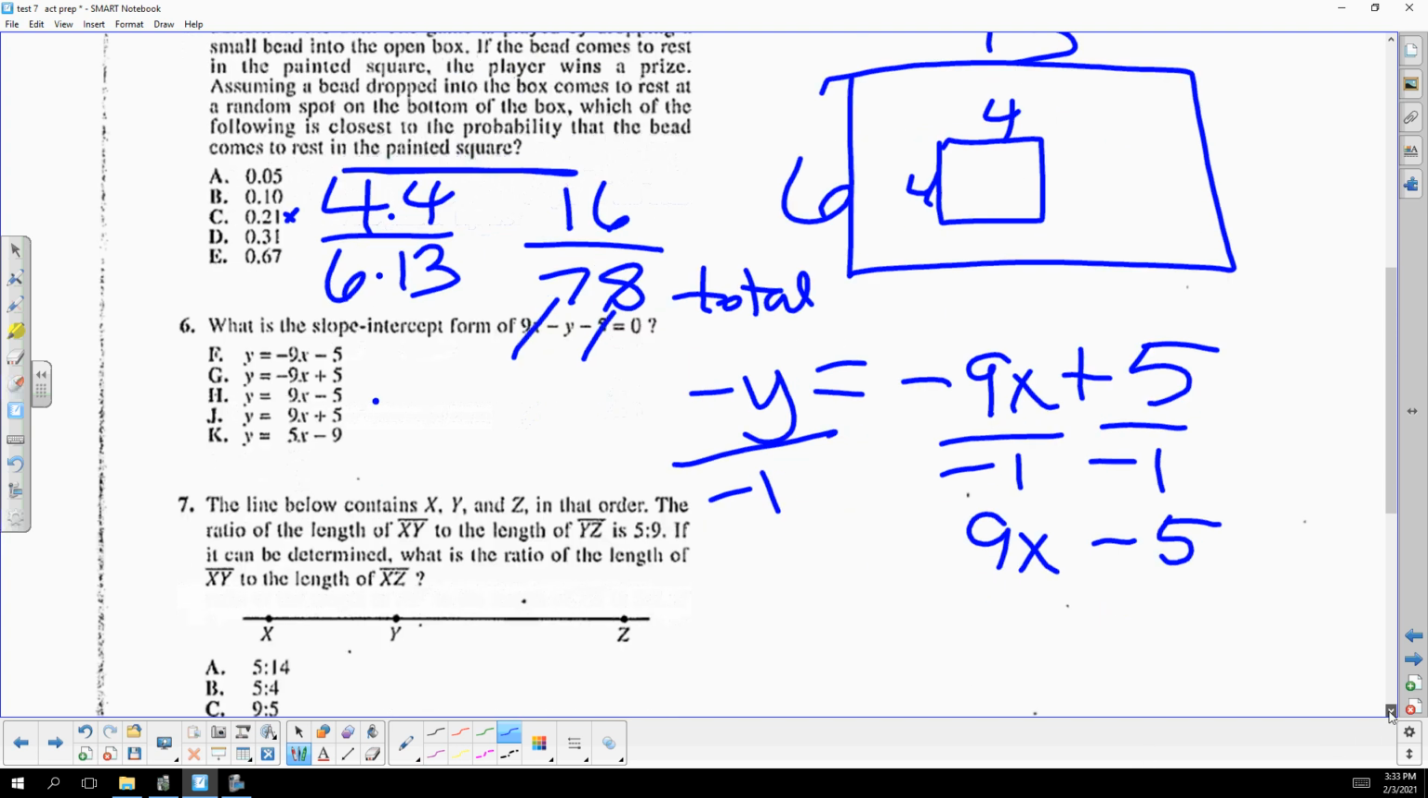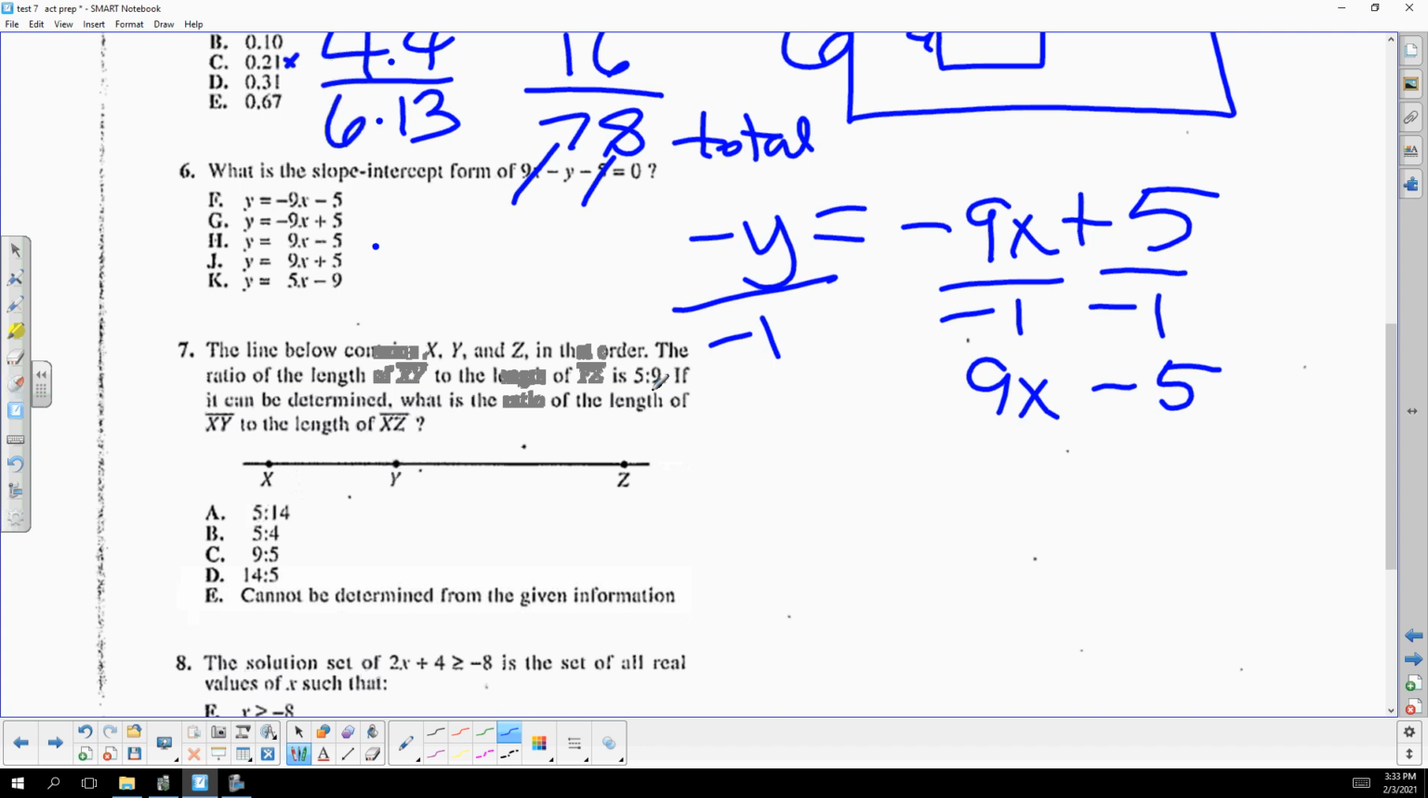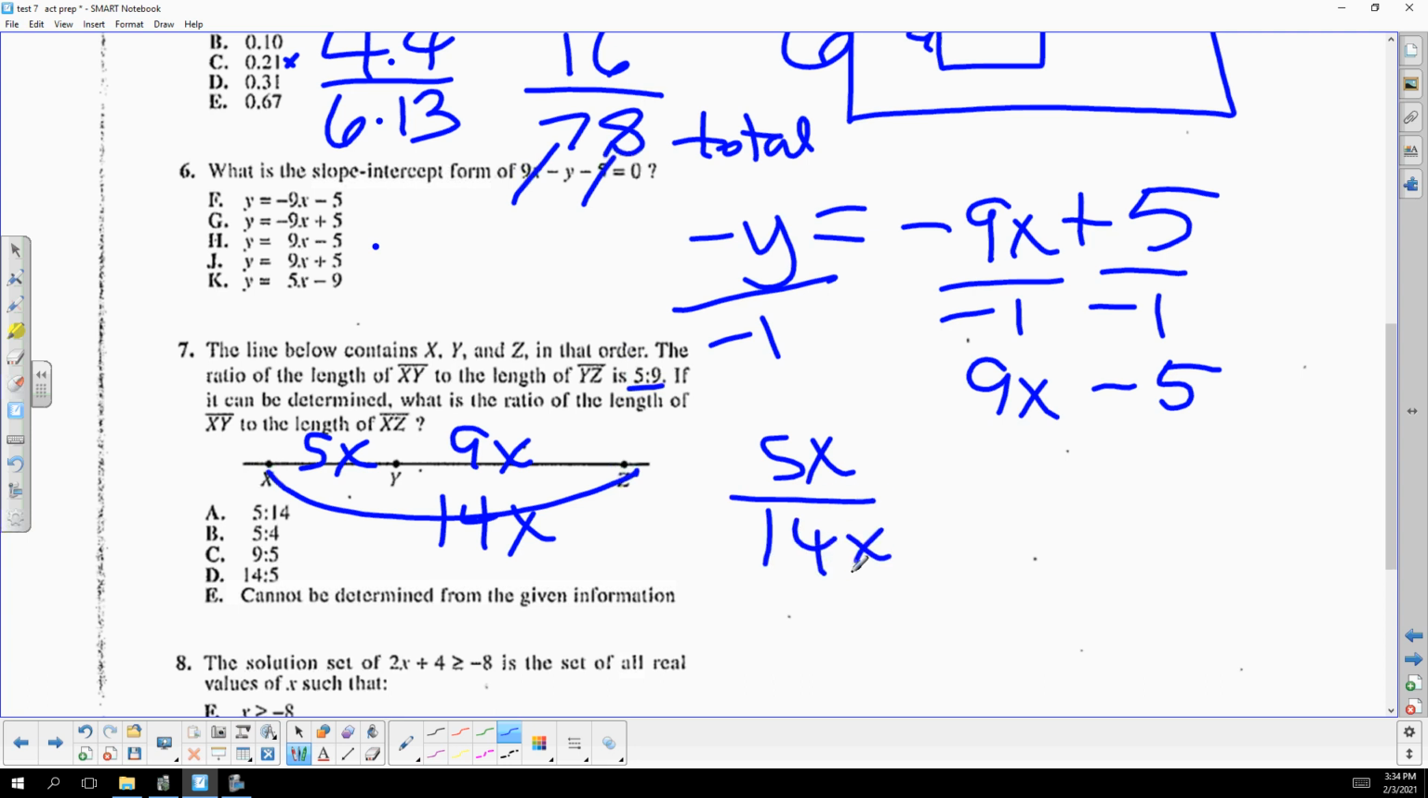The old ratio proportion thing again. This time we use the colon. So xy I call 5x, and yz I call 9x because it's bigger. That's what I do with 5 colon 9. So xz is the sum of them, 14x. So the question is, what is xy to the whole thing? And the x cancels, and it's 5 to 14. They love that question.